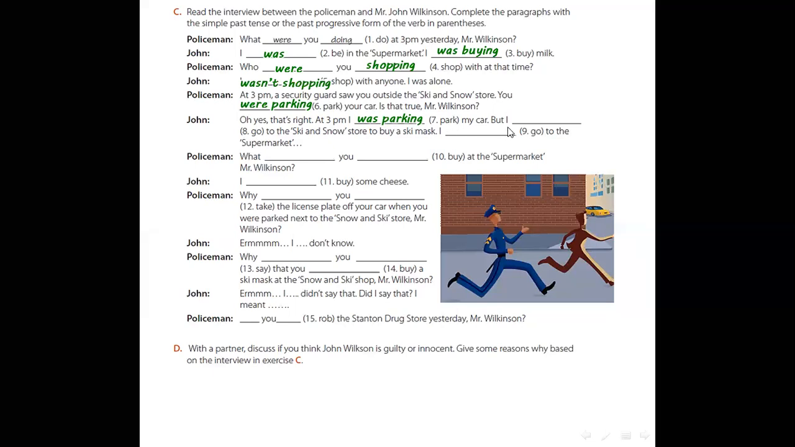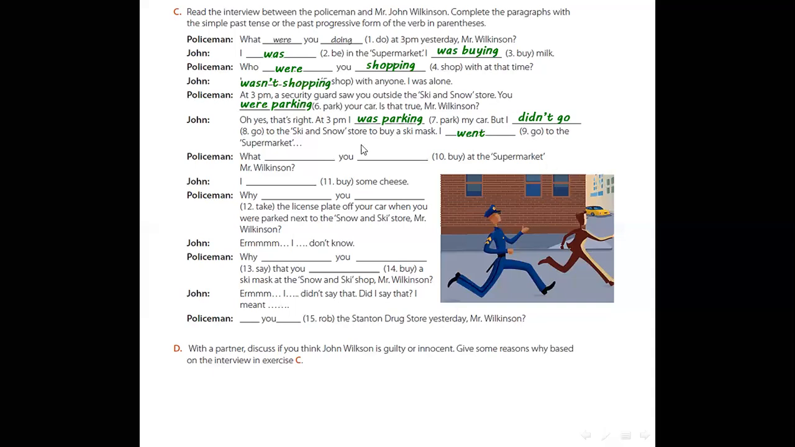But I didn't go to the ski and snow store to buy a ski mask. Excellent. I didn't go. Didn't plus base form. I went to the supermarket. What is the past form of go? Went. Irregular verb. Very good.